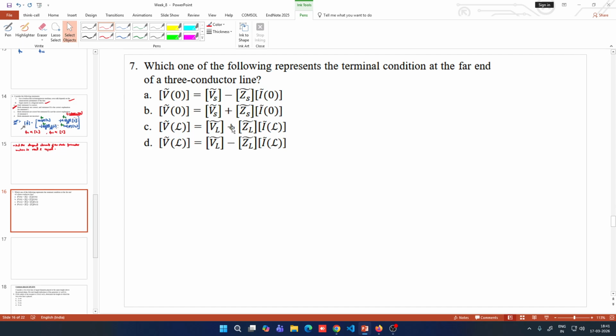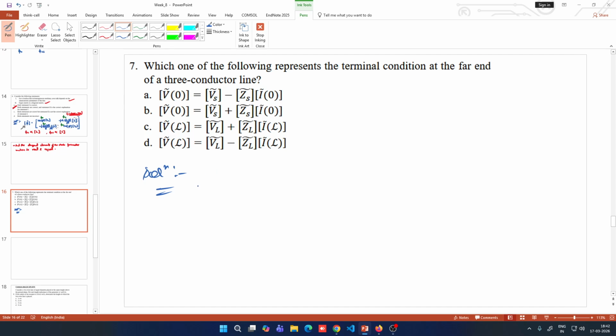So now we will move on to question number 7. Which of the following represents the terminal condition at the far end of a 3-conductor line? So 4 options are given where voltages are given, and current is given at the source and at the load location. That's what 0 and L means here in the bracket. So we have to select the correct terminal condition at the far end of a transmission line or a 3-conductor line.